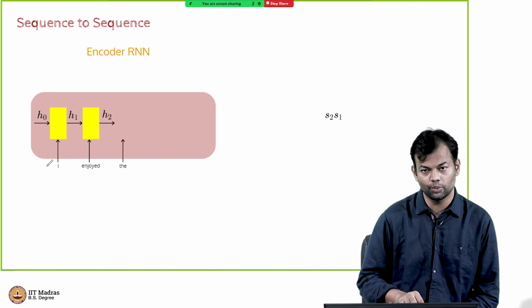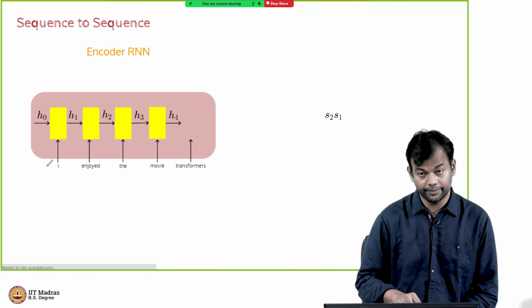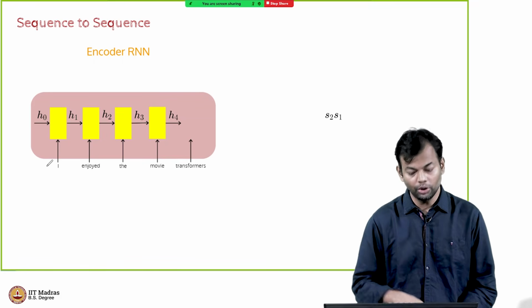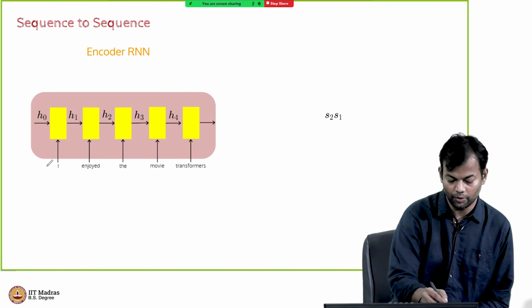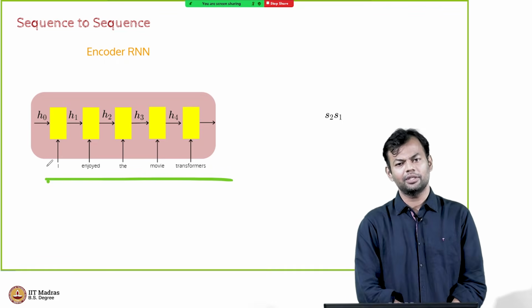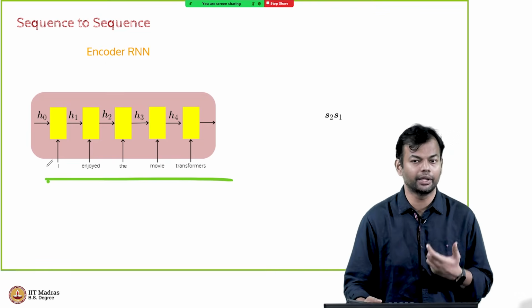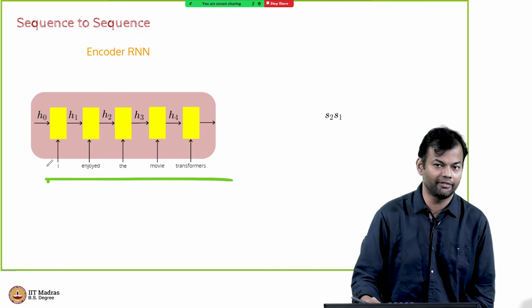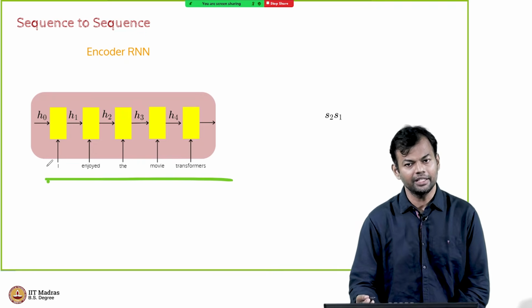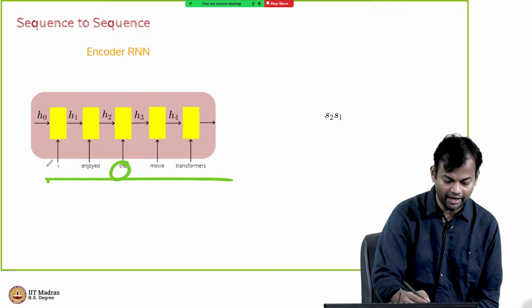I computed h1, then h2, then I'm computing h3, then h4, and so on, right? So I'm just doing all of this one step at a time, although this entire sentence was available to me right at the beginning, right? So now the question is, what's the benefit of what is happening here? Why am I computing h2 only after I have looked at h1? The reason for that is that I know that for every word I already have the word embedding, right?